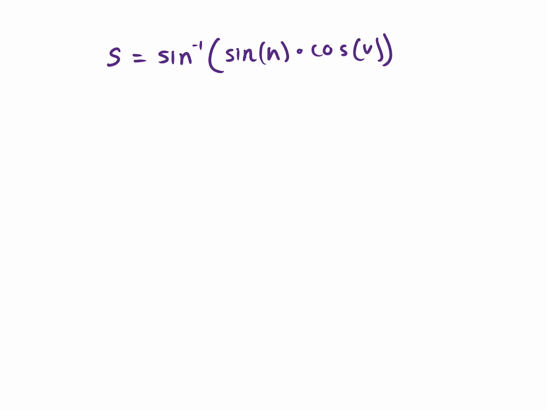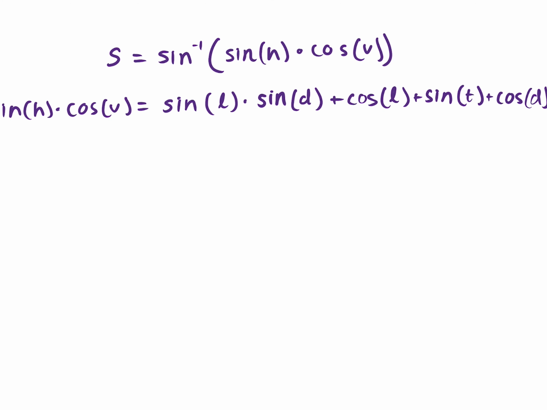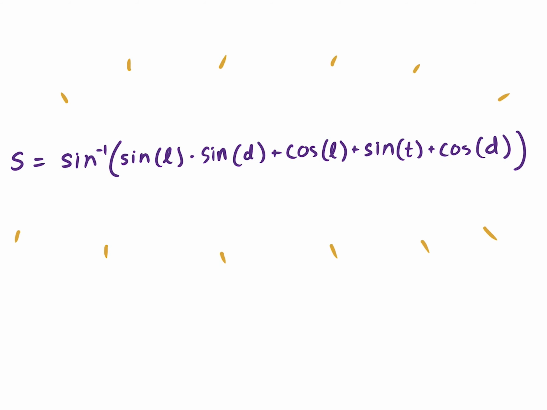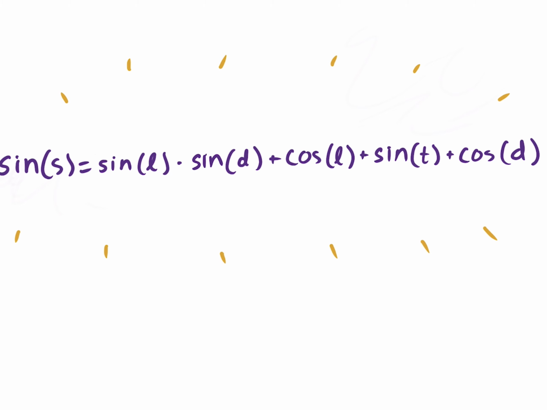cosine D. So if we know that S is equal to the inverse sine of sine H times cosine V, and we also know that sine H cosine V is equal to this, we can just replace sine H cosine V with what we found, and we get our equation for S in terms of things that we know, L, D, and T. So that means just based on our date, our location, and the time of day, we're able to figure out the elevation of the sun. Miraculously, this is the same equation as online, even though they derived it in a completely different way.